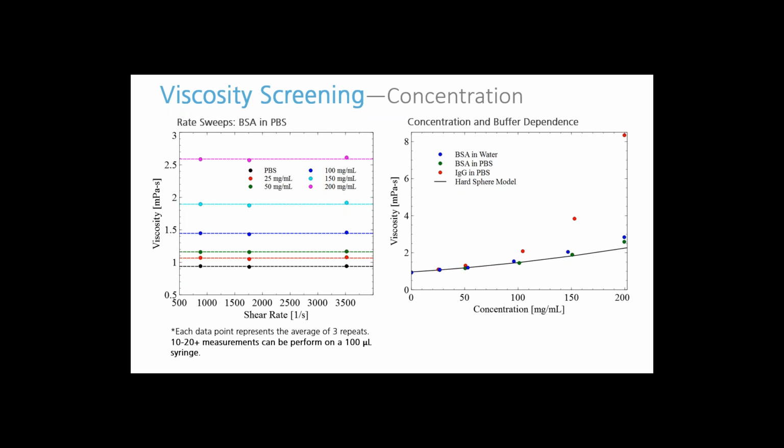with concentration. Now, all these measurements shown in these two figures are representations of an average of 3 repeats, and they are all performed with 100 microliters of each of the formulations. What that means is that you can measure more than 20 measurements at different shear rates with a single 100 microliter syringe using our technology.